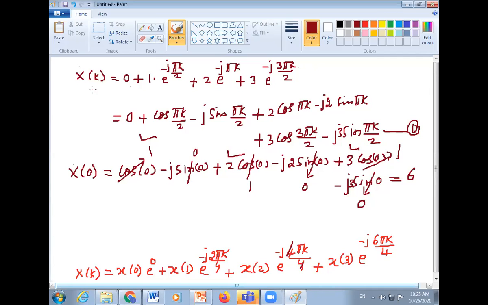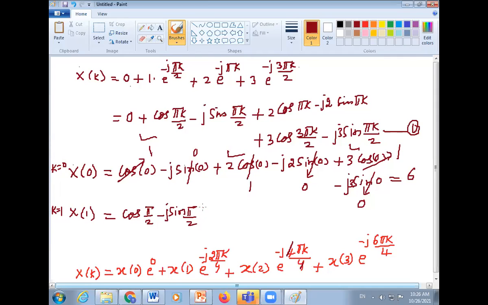Can you solve for the second example? X of 1 के लिए कैलकुलेट करना है हमें अभी. Let's solve for x of 1, which will be equals to cos pi by 2 minus j sin pi by 2. अभी k के लिए 1 सब्स्टिट्यूट कर रहा हूं मैं. So this is for k equals to 0 and this is for k equals to 1 now.